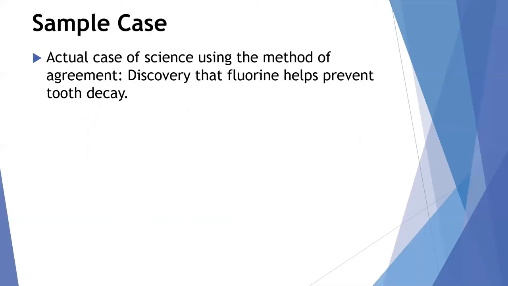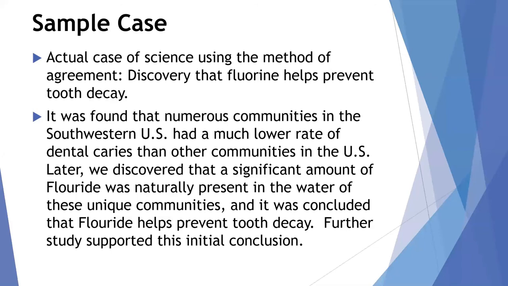Let's consider a more formal sample case of using the method of agreement, not merely some normal activity, but a scientific discovery. So fluorine helps us prevent tooth decay. Now, how did we figure that out? Well, it was found that numerous communities in the southwestern United States had a much lower rate of dental caries or cavities than other communities in the United States. So later we discovered that a significant amount of fluoride was naturally present in the water of those unique communities that had that low rate of dental caries. So it was concluded that fluoride helps prevent tooth decay.